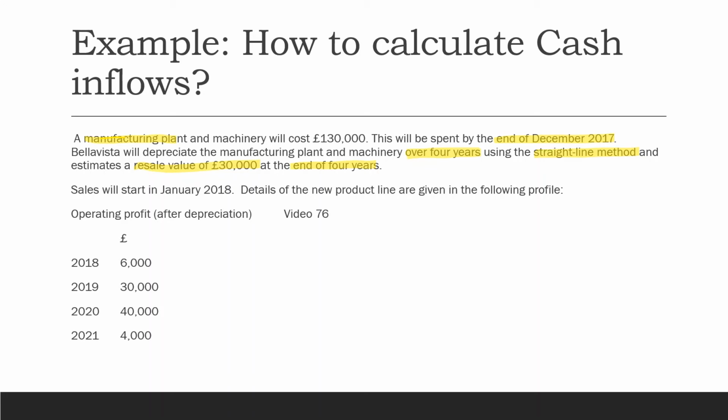And the company is providing you some information related to its profit. The company says the operating profit after depreciation. So please note, the company is giving you the profit instead of cash flows. It says that the operating profit after charging depreciation in 2018 is 6,000, and 2019, 2020 and 2021, that is the life of the project, are all given to you. Now let's look at how exactly we are going to convert this into cash inflow.